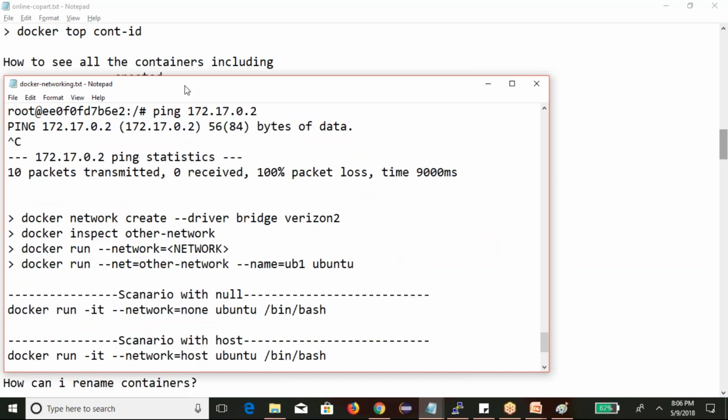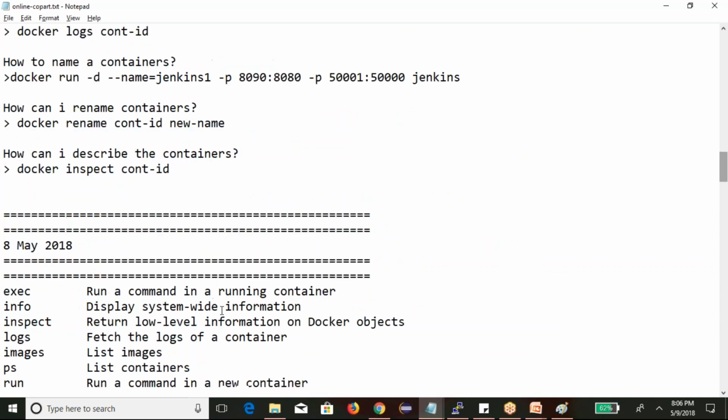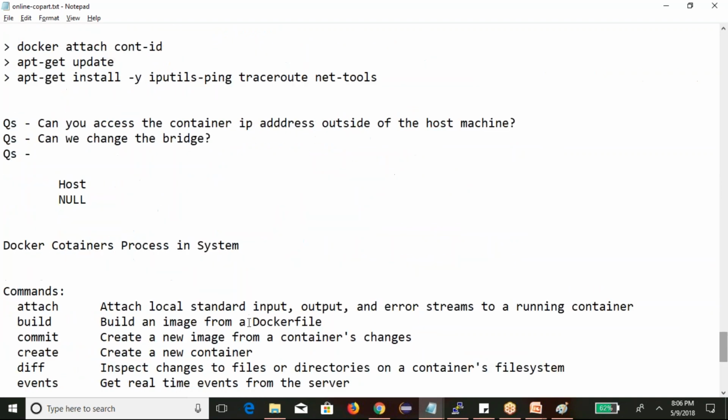Yes, I got your point. Okay, good. So now it will not be accessible. Why? Because scope is local.